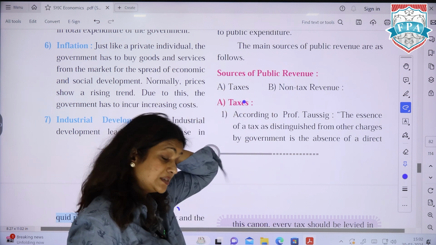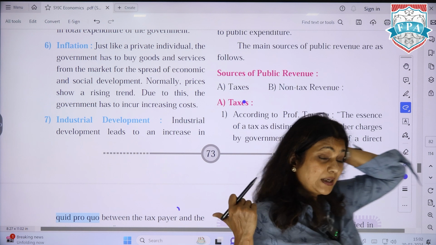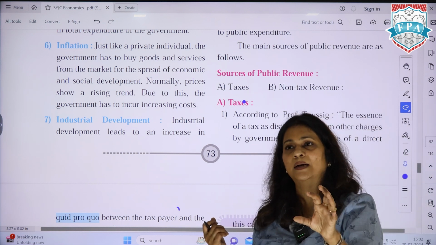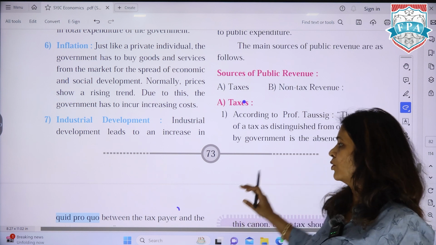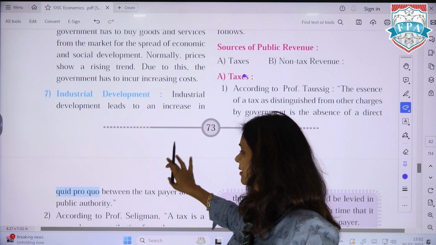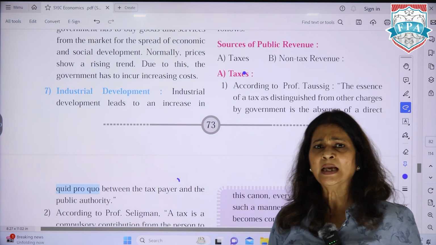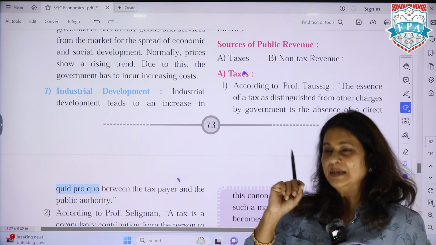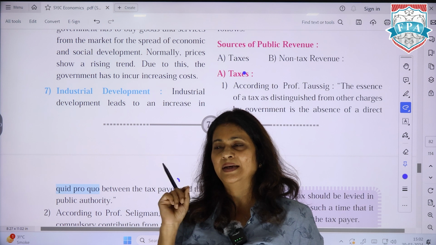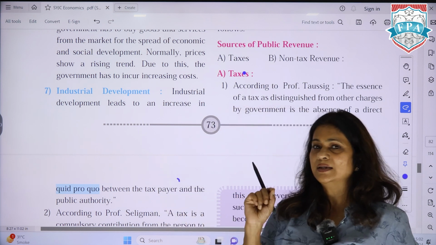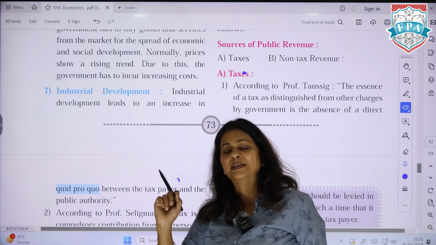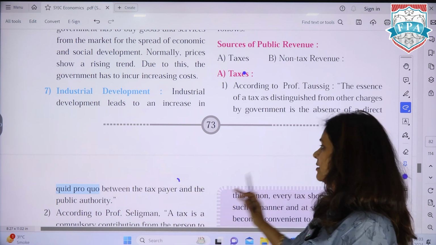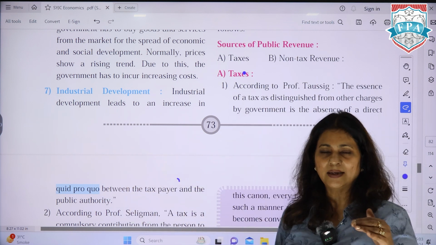Now let us first understand taxes. Before I proceed, let me tell you I saw one of the questions coming up on quid pro quo. It was a reasoning assertion question, wherein it was written that in case of taxes, there's an absence of quid pro quo between the taxpayer and the public authority, right?